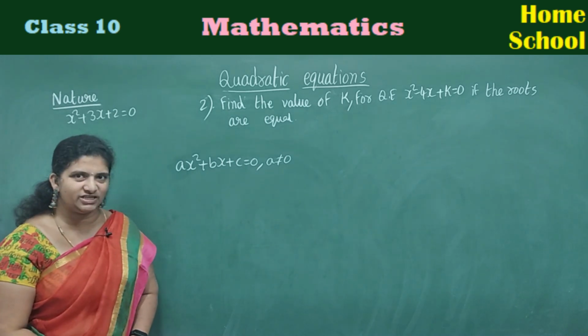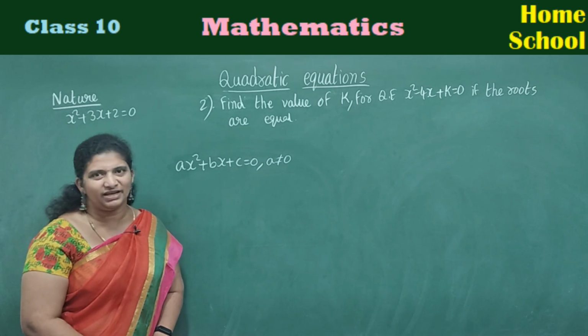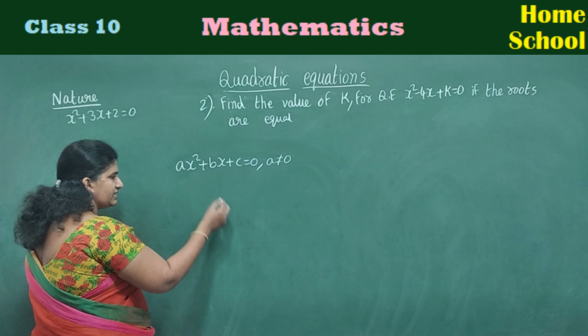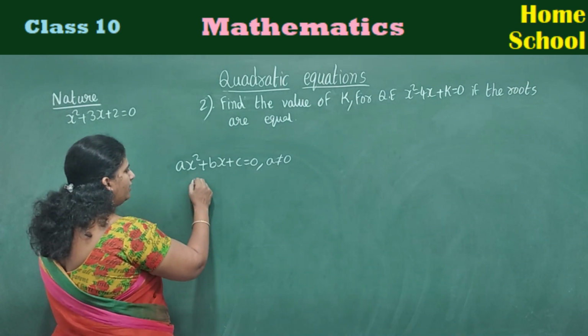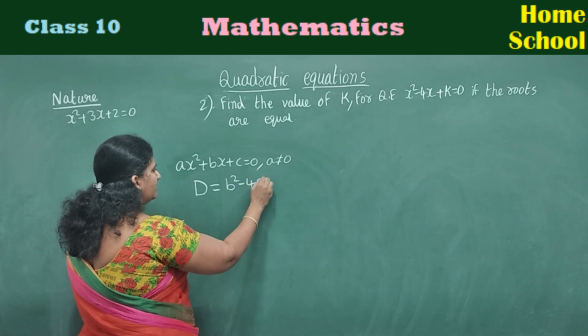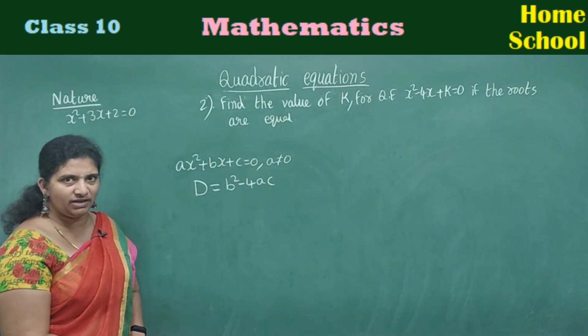And your next question, what is the value of a discriminant? What is the discriminant value? Discriminant is represented by either delta or capital D. D is equal to b square minus 4ac. This is one question they may ask.